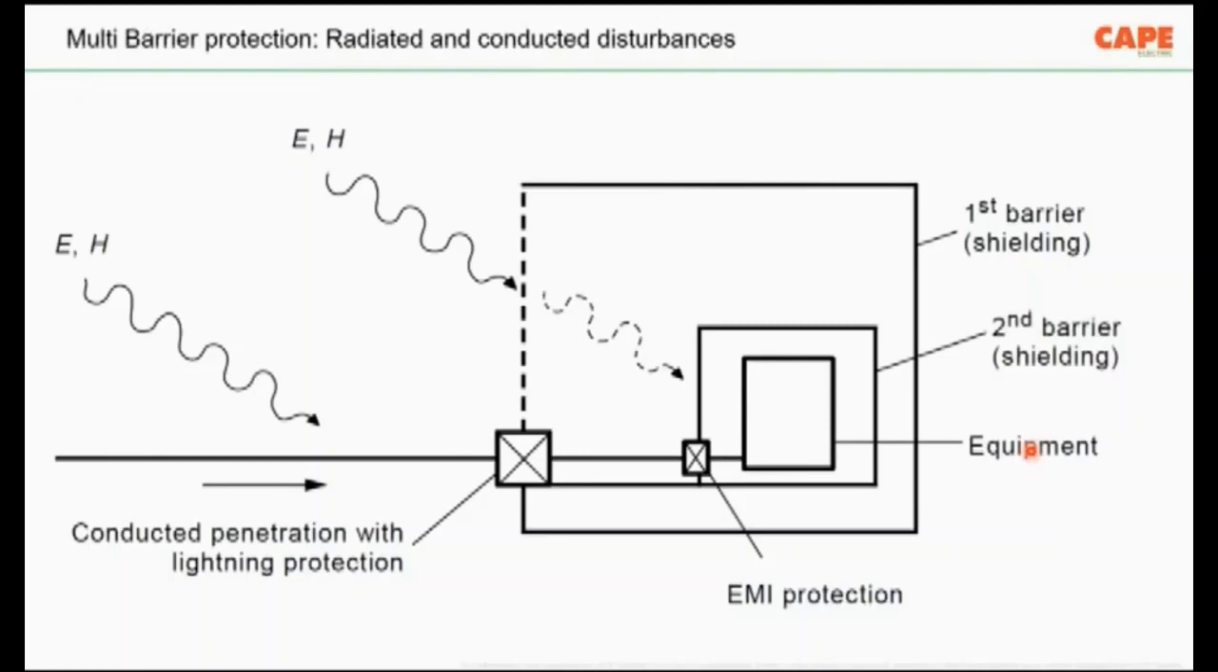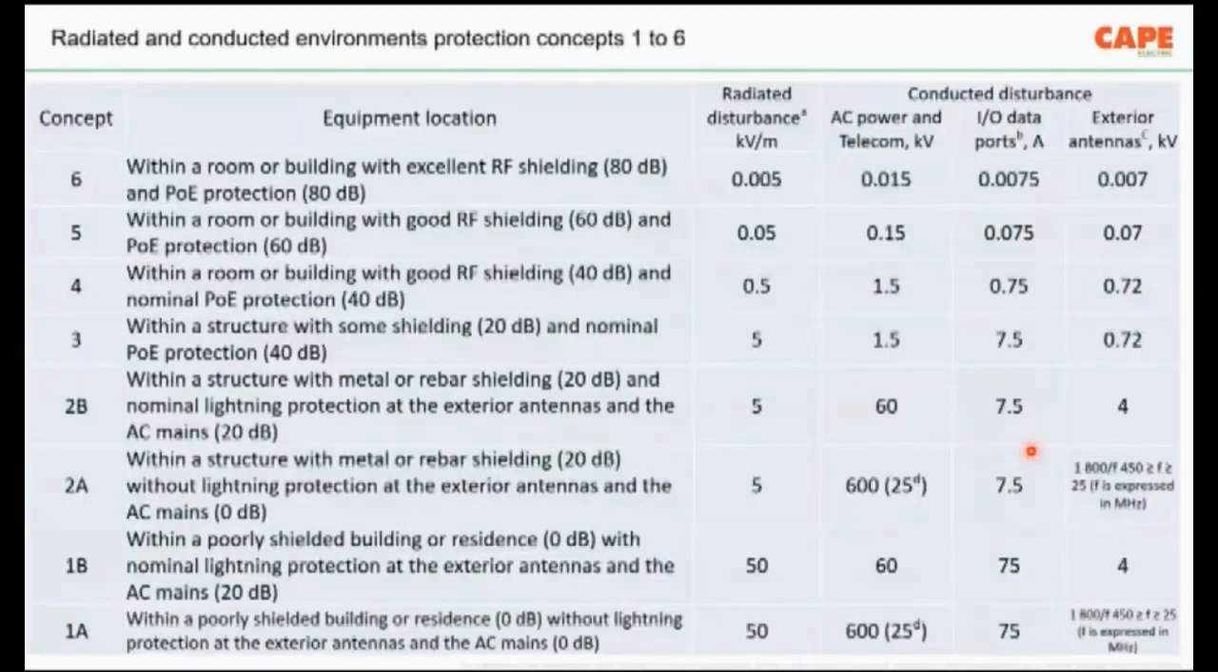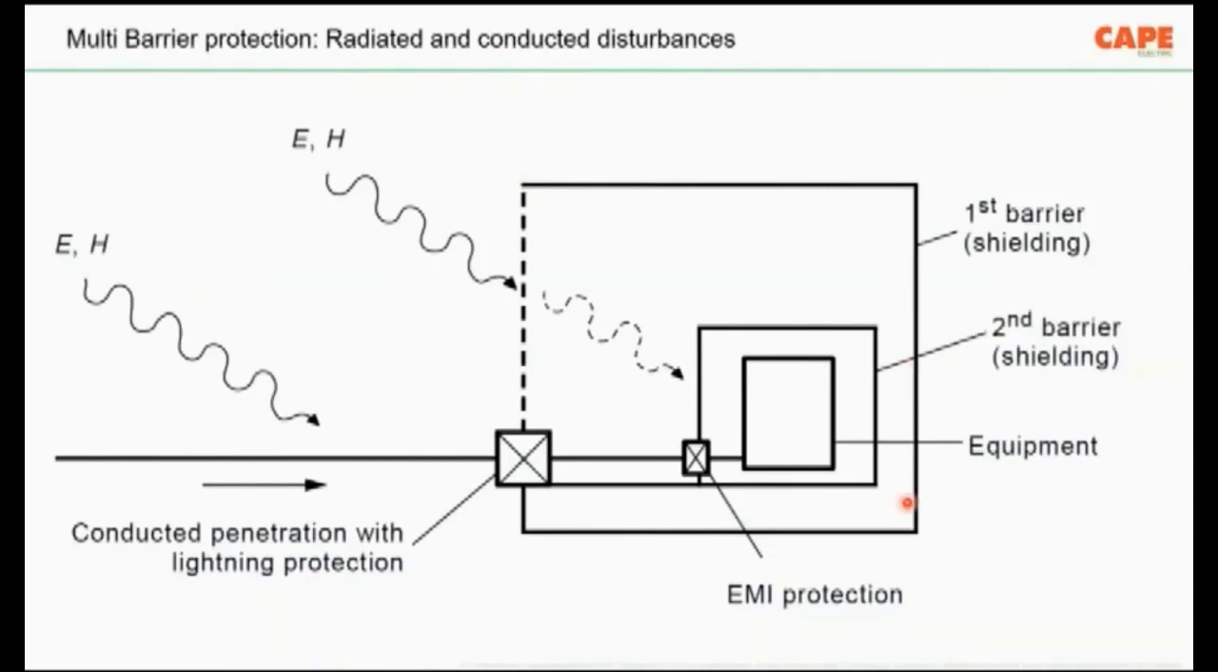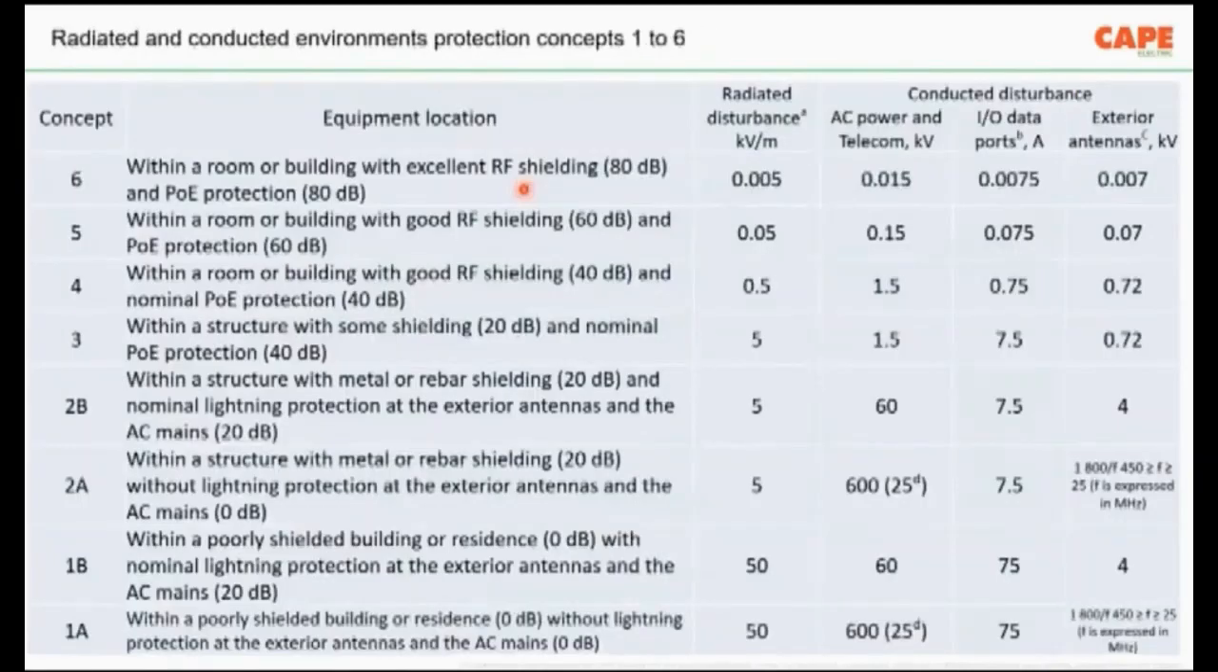Now, IEC is recommending a 6-point concept protection plan for a facility. The first shielding, for example, here, the first shielding or barrier shall protect. This is actually your building. Your building must give a certain amount of electromagnetic shielding against conducted and radiated surges, for example.